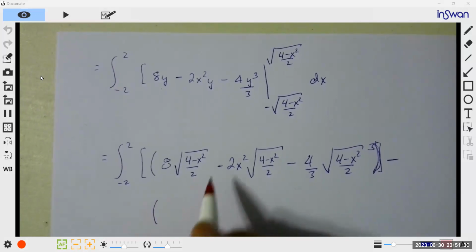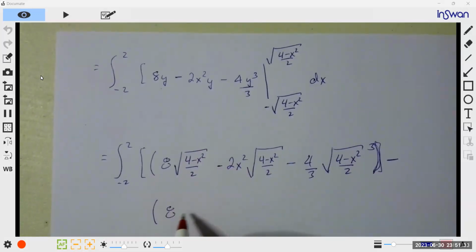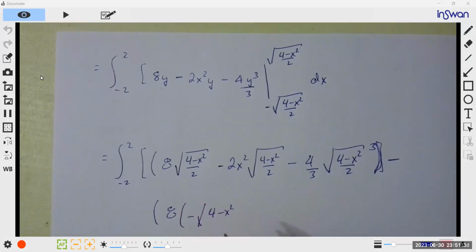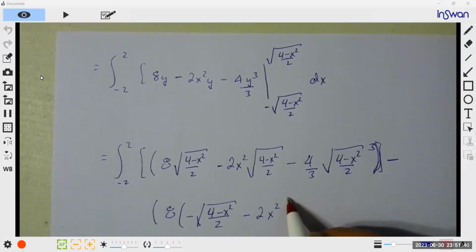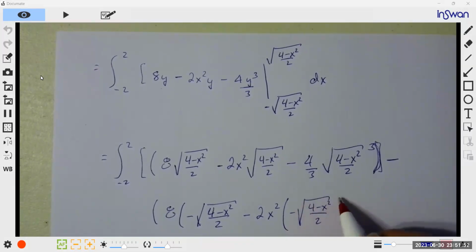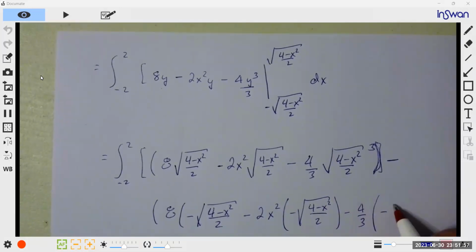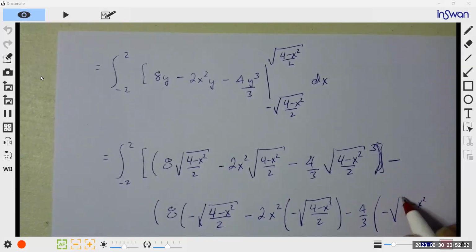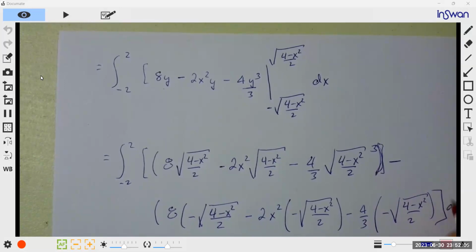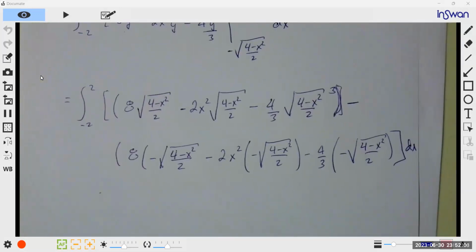Minus the bottom one. So we have 8 times negative radical 4 minus x squared over 2, minus 2x squared times negative radical 4 minus x squared over 2, minus 4/3 times negative radical 4 minus x squared over 2, cubed. And then we have to do it with the x at the end.